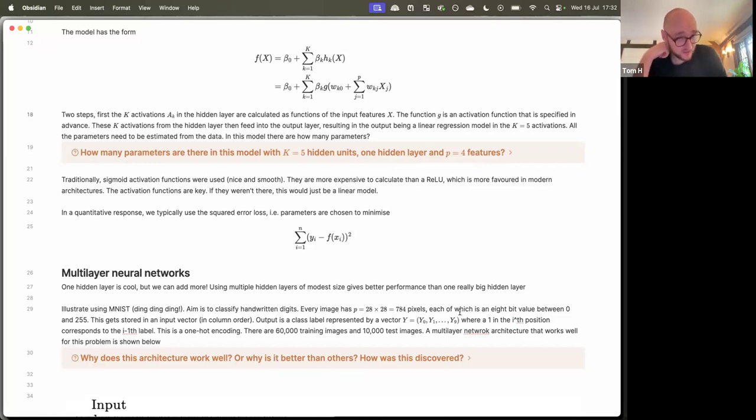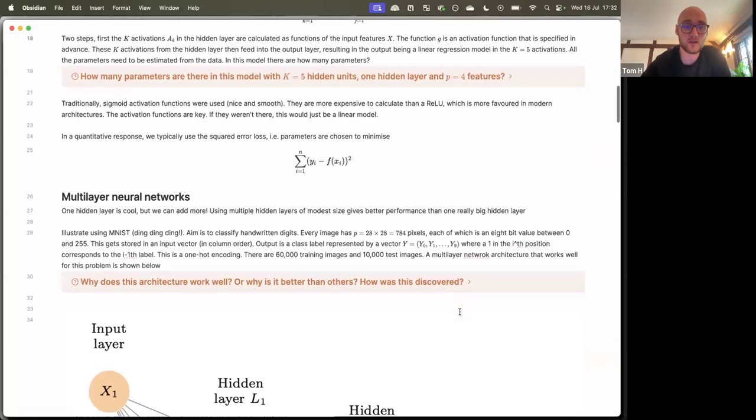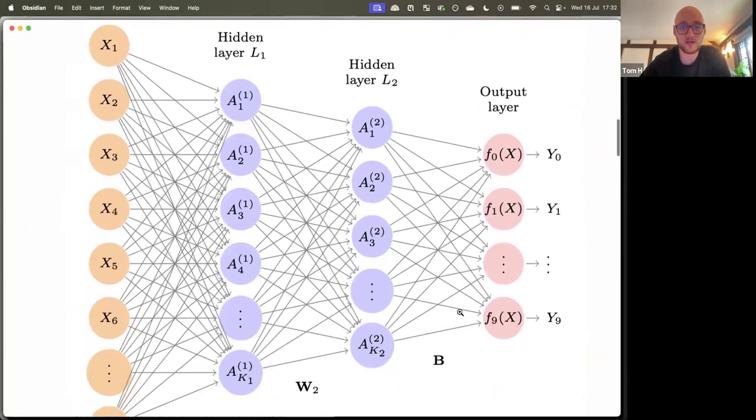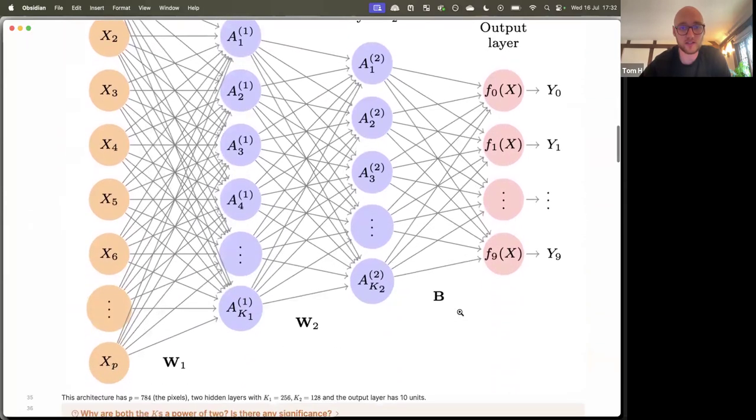In the MNIST data set, you've got 60,000 training images and 10,000 test images. And this is an architecture that works well. So you've got 2 hidden layers.